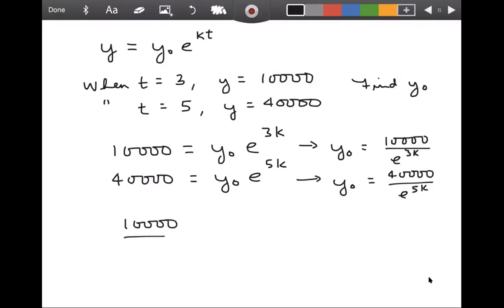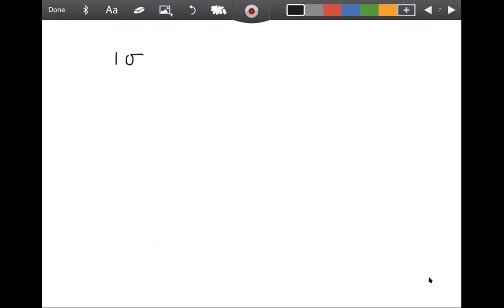10,000 over e to the 3k has to equal 40,000 over e to the 5k. All right, so cross multiplying, we get that 10,000 times e to the 5k is equal to 40,000 times e to the 3k. All right, so let's try to solve this thing for k.